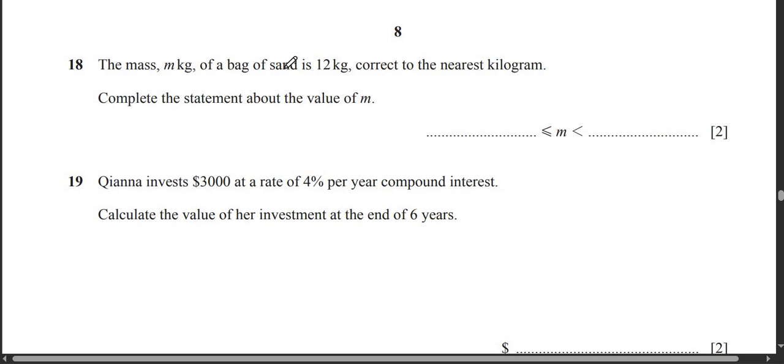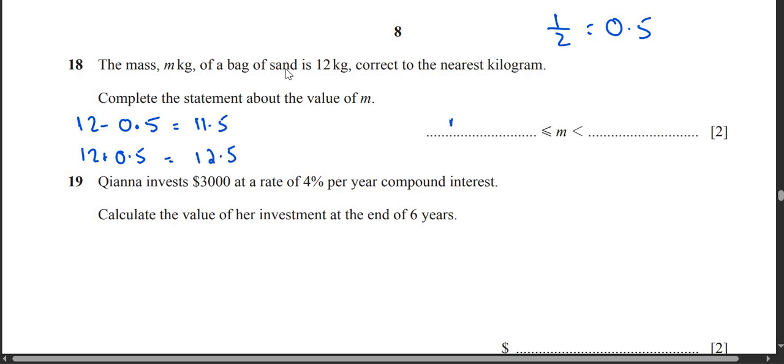Next question, guys. Question 18. In this question, it says the mass M kg of a bag is 12 kg, correct to the nearest kilogram, which means 1 kilogram. So since we need to complete this statement, we will do 1 divided by 2, which is 0.5. First, we will do 12 minus 0.5. And then we will do 12 plus 0.5. So when we subtract, it's 11.5. And when we add, it's 12.5. So over here, you will write the lower value. And over here, you will write the upper value.